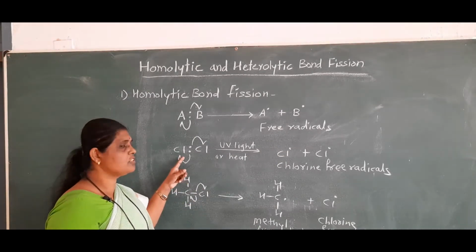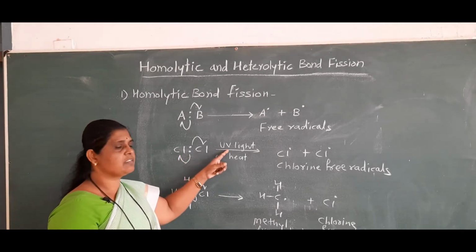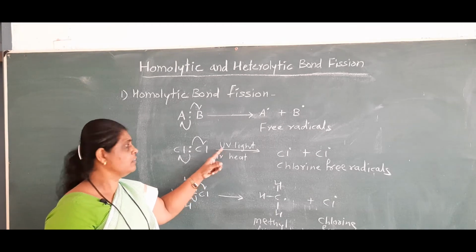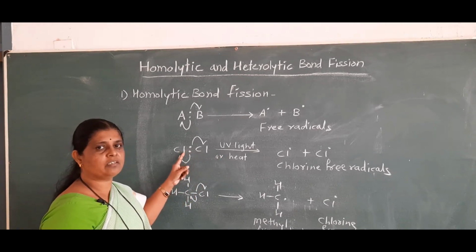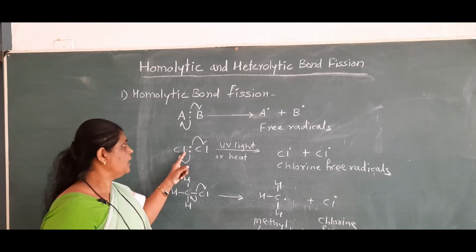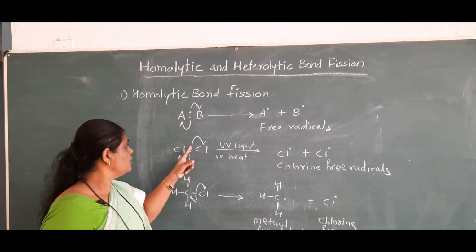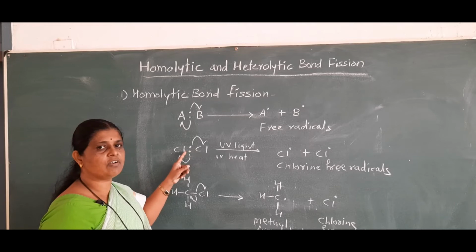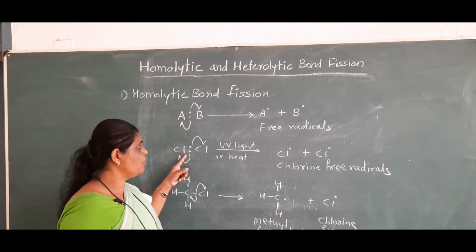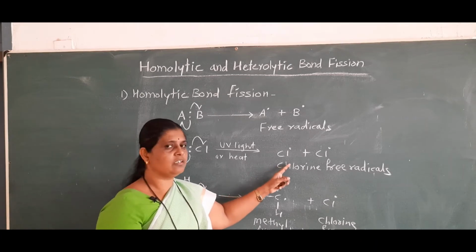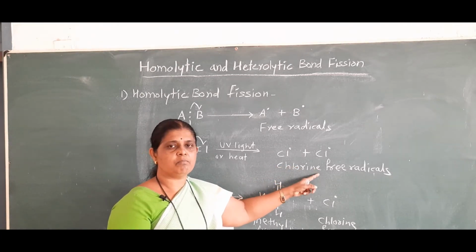Consider the dissociation of chlorine in presence of UV light. In that case, there is a covalent bond between these two chlorine atoms, and during the bond cleavage, the shared electron pair is equally distributed between these two chlorine atoms. Therefore, after bond fission, we get chlorine free radicals.